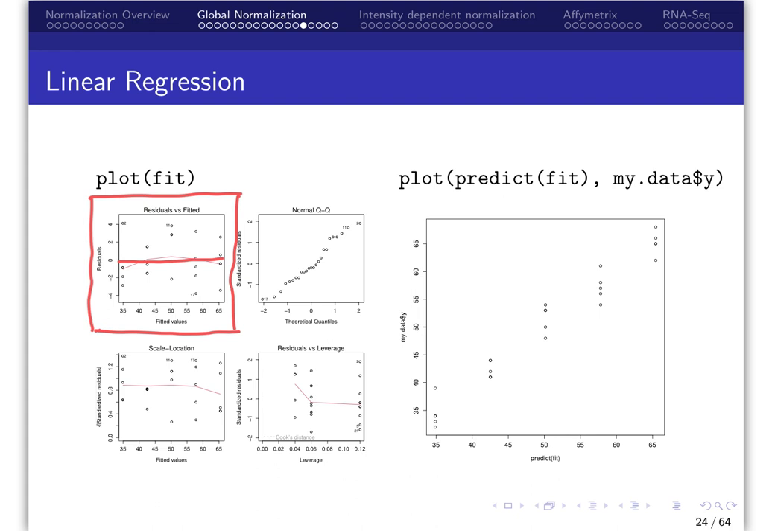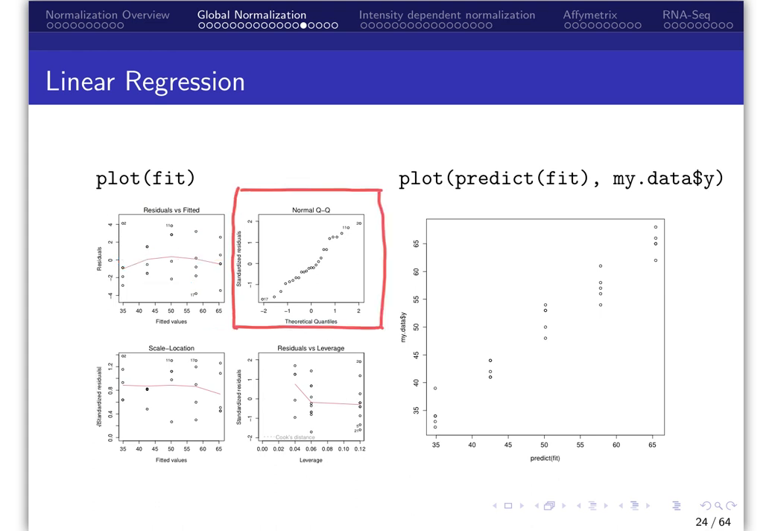If we see a fan-shaped pattern in this residual plot, that would indicate the equal or constant variance assumption is violated. The normal quantile plot of the residuals is used to check whether the model meets the assumption that the errors are normally distributed. This is a plot of the observed residuals against the theoretical quantiles of the normal distribution. If the residuals are approximately normally distributed, the points on this plot should form a straight line.